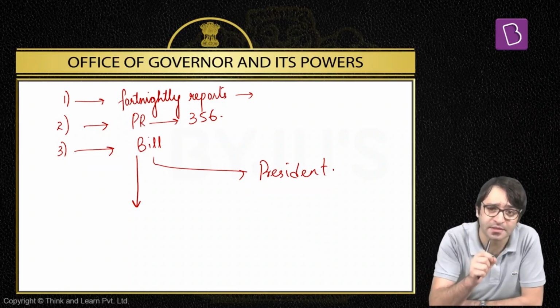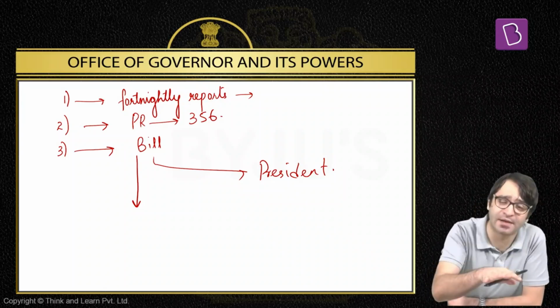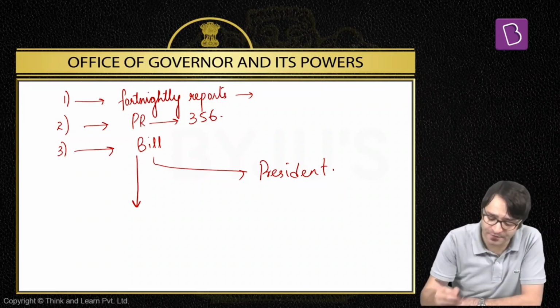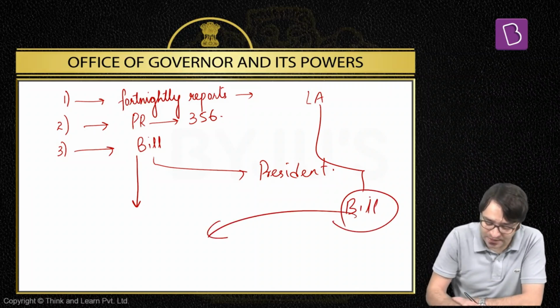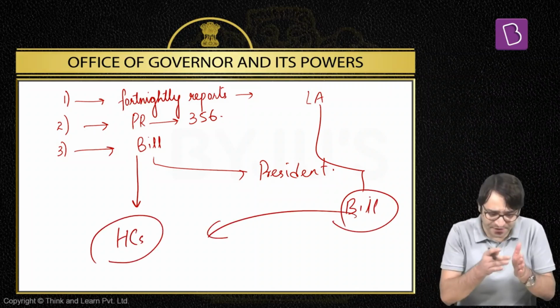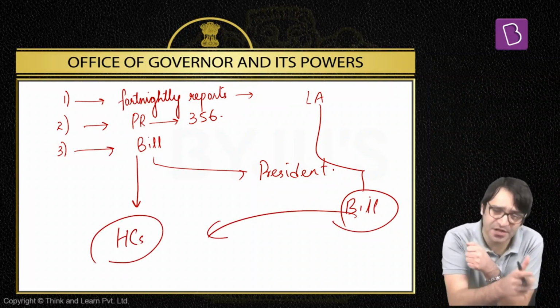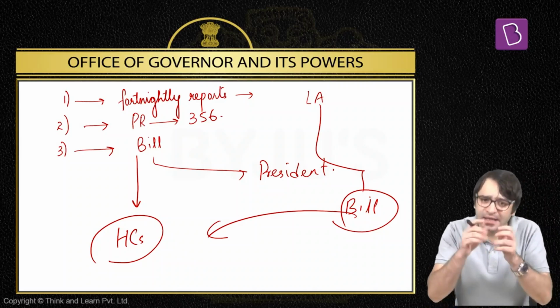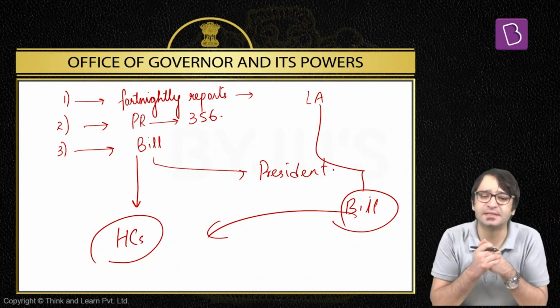But one bill he must reserve for the consideration of the president. One constitutional obligation of the governor: this bill you have to reserve for the consideration of the president. If the Legislative Assembly is passing a bill, and through this bill the powers of the High Court are threatened. That means the Legislative Assembly is passing a bill and it is clipping the powers of the High Court. It is snatching the powers of the High Court. It is limiting the scope of the High Court. Such a bill, necessarily, the governor has to reserve for the consideration of the president.